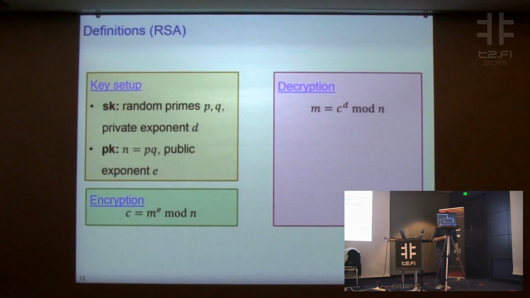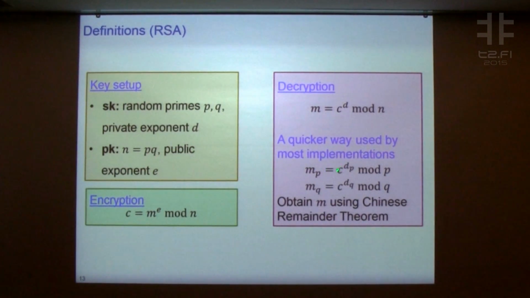So this works, but modern implementations of RSA do this another way. They compute C to the dp modulo P and call it MP, then compute C to the dq modulo Q and call it MQ, and then combine MP and MQ using the Chinese remainder theorem. At first look, this implementation seems worse than the previous one, since this one has 2 modular exponentiations and that one has only 1. But since P and Q are 2 times smaller than N, we get a 4 times speedup. So modern implementations of RSA do it this way.